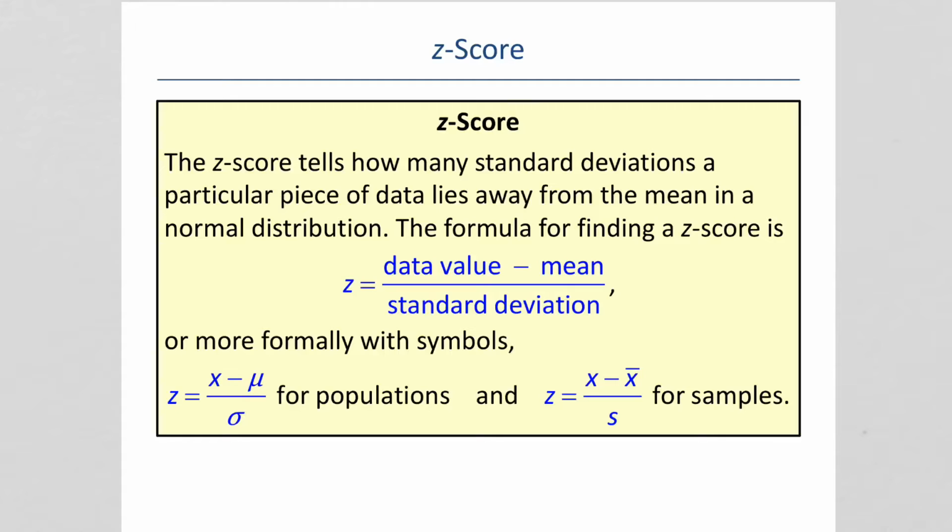So when we talked about the 68, 95, 99.7 rule, we talked about the data being 1, 2, or 3 standard deviations from the mean. Well, unfortunately, data isn't always going to fall exactly 1, 2, or 3 standard deviations from the mean. It might be somewhere in between. So we have to use something called the z-score.